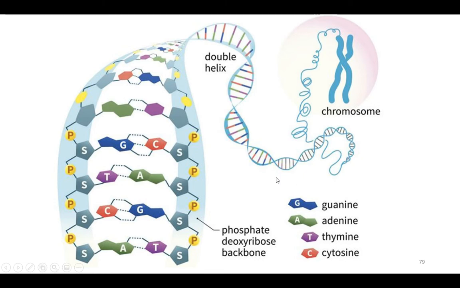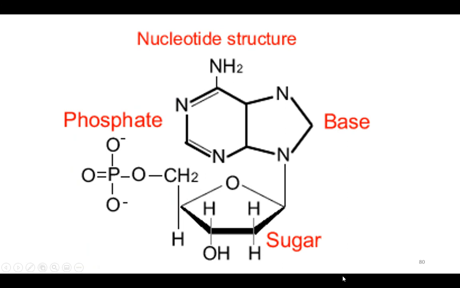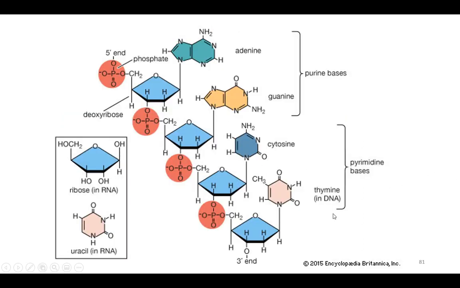So this is the DNA. The DNA structure composes the chromosome itself. So this is the nucleotide structure: phosphate group, the pentose sugar, and the base. Again, adenine and guanine are the purine bases, while cytosine and thymine are pyrimidine bases.